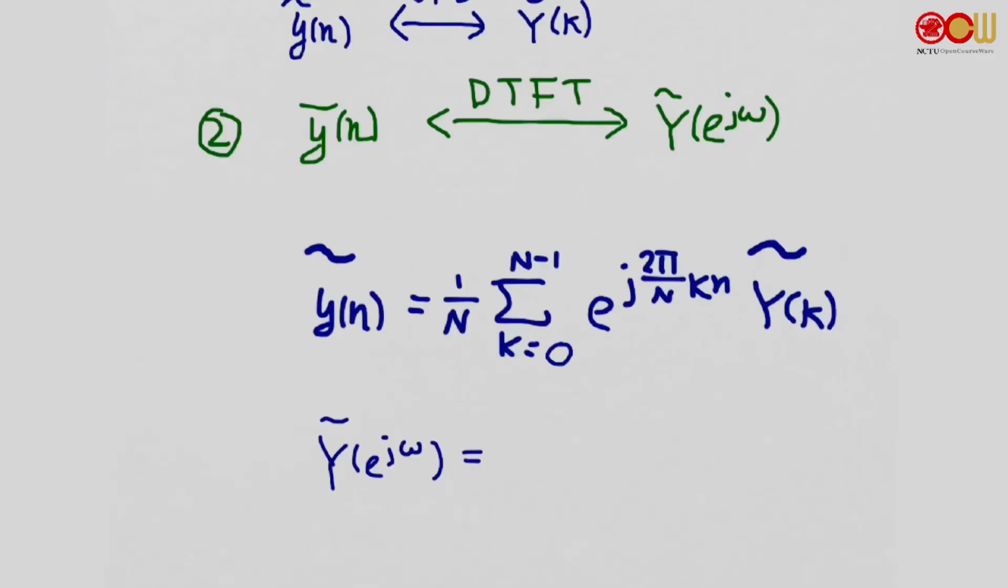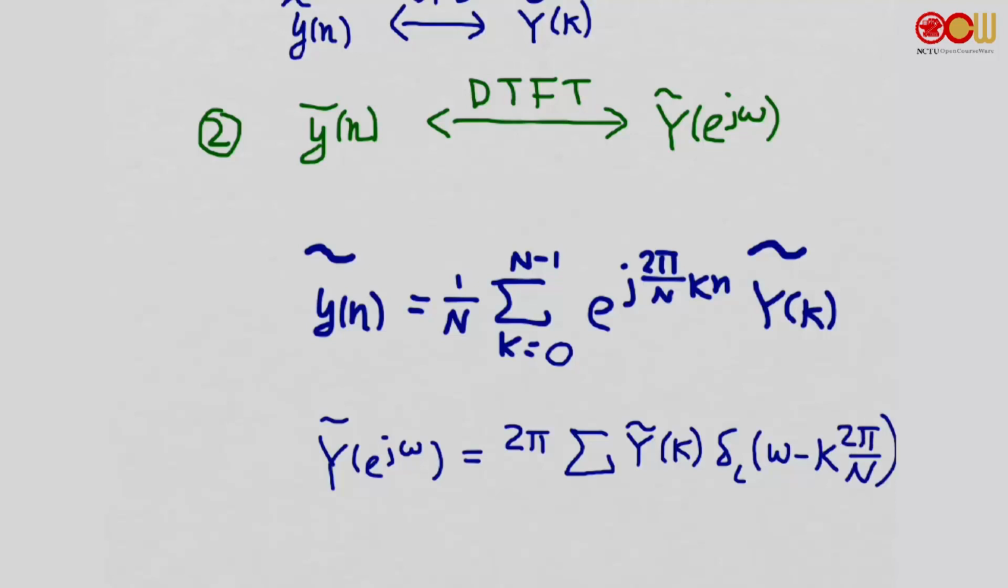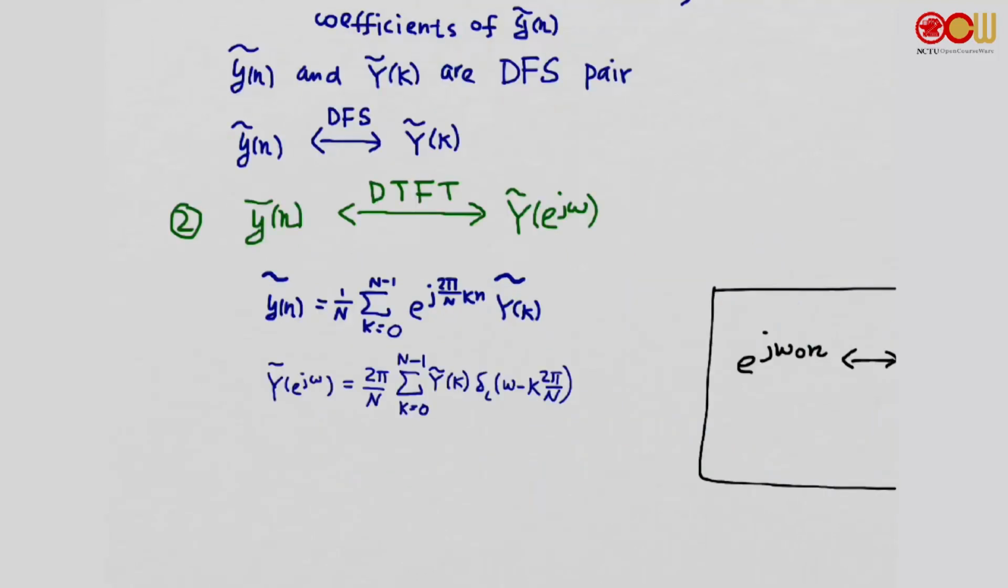So when we take the Fourier transform here, each exponential function is going to give us 2 pi times a delta of omega minus k times 2 pi over n. In here, k goes from 0 to n minus 1. So what does this tell us about the Fourier transform of a periodic sequence? It's going to be from 0 to 2 pi, and at every multiple of 2 pi over n, there is an impulse.